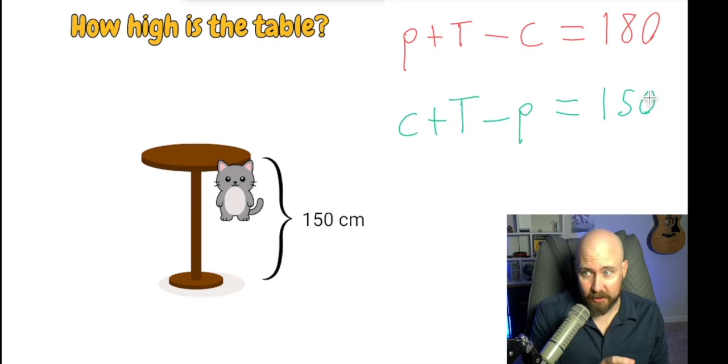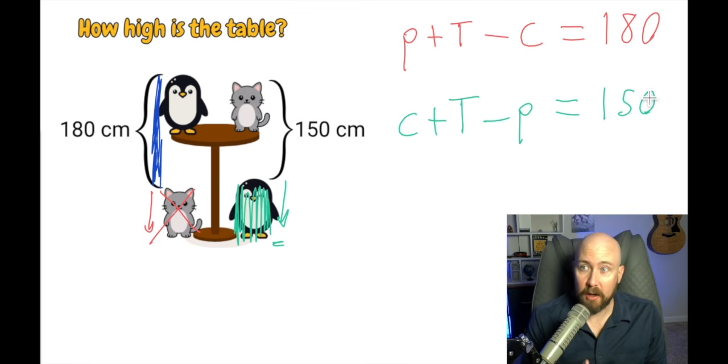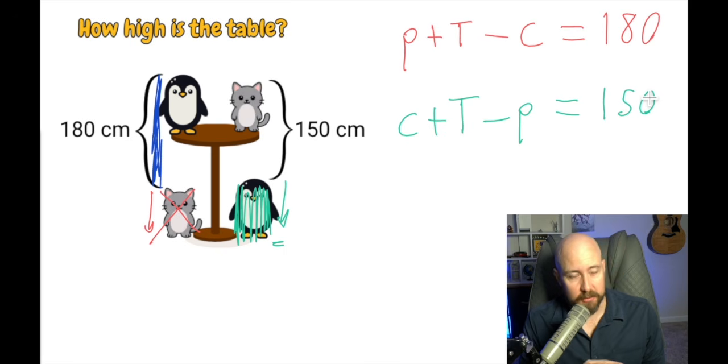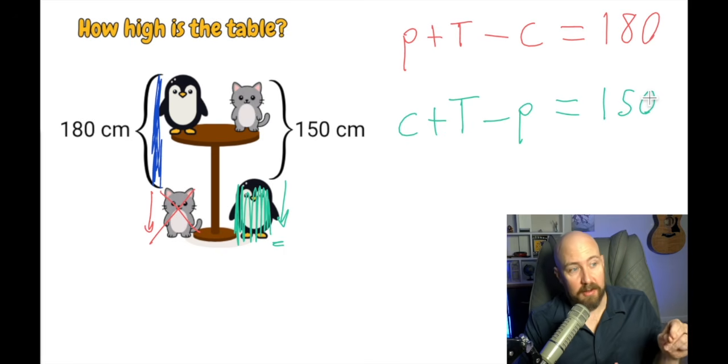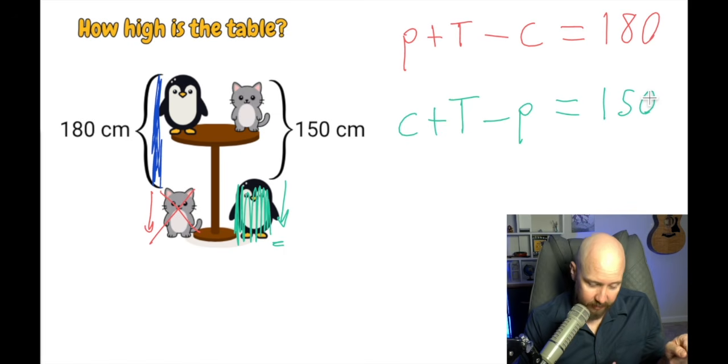And then from here, you might be thinking, oh no, we have only two equations, but we have three variables. We can't figure this out. And you're not wrong, but you're not right either, because the thing that we need to figure out is just the height of the table.